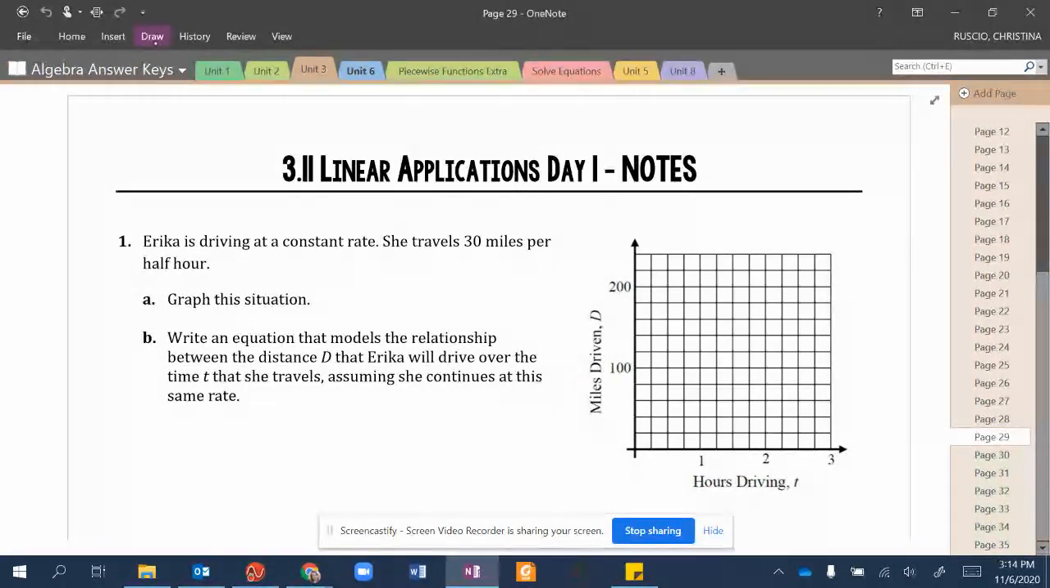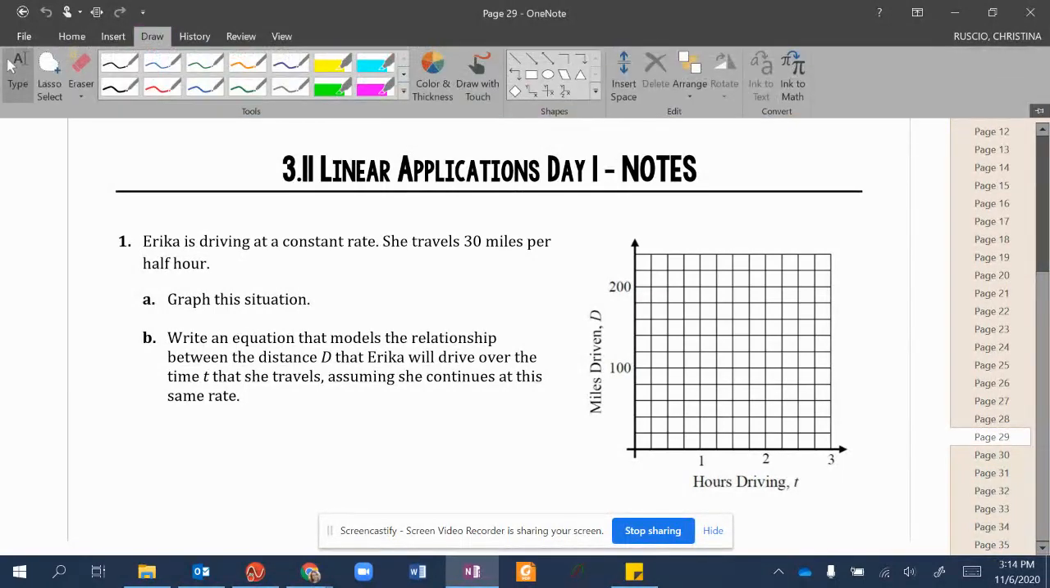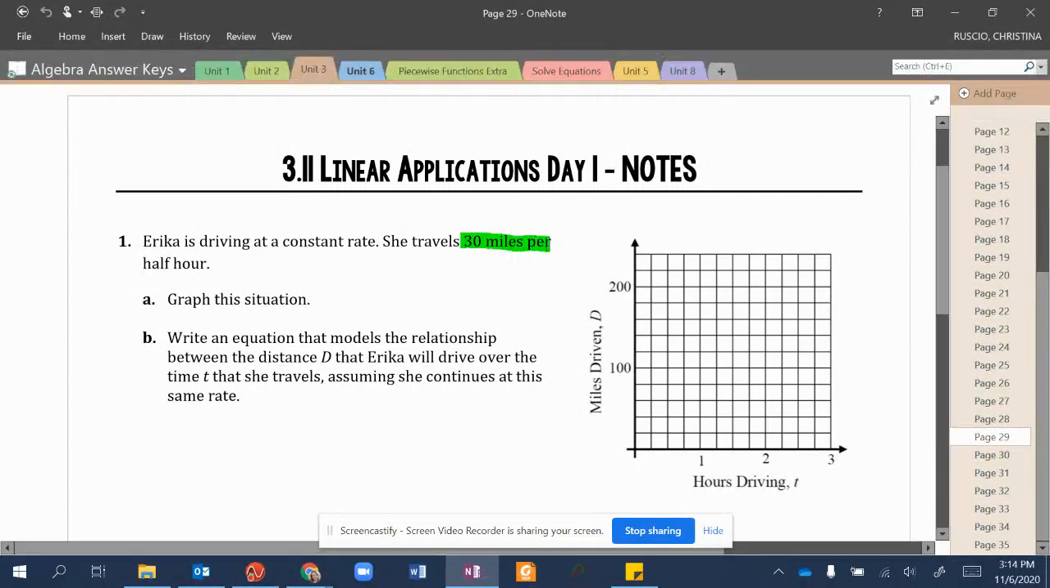So we have Erica. Erica is driving at a constant rate, and she travels 30 miles per half hour. Part A wants us to graph this situation. Okay, so let's think about this here. Erica's going to travel 30 miles. So 10, 20, 30, 40, each one of these is actually worth 20. So she's going to travel 30 miles every half hour.